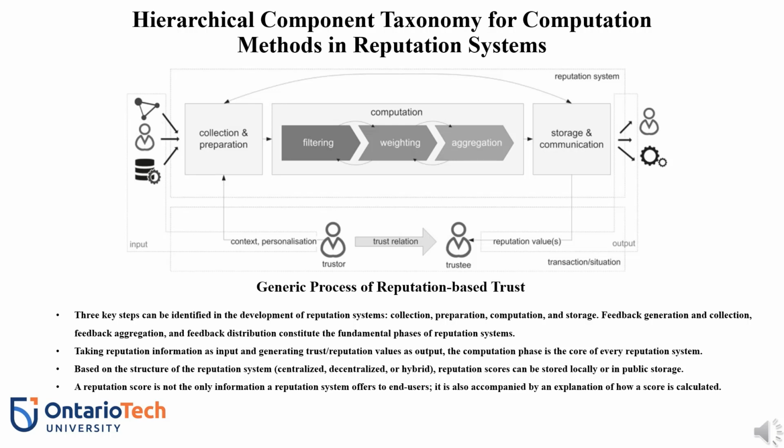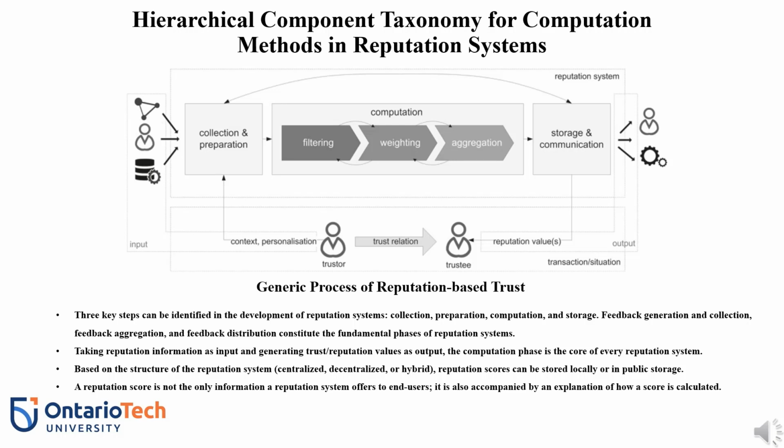Next is the computation phase, which is the central part of every reputation system and takes the reputation information collected as input and generates a trust value as output. This part of every reputation system is feedback aggregation, which is divided into filtering, weighting, and aggregation. The context setting involves a truster who wants to establish a trust relationship with the trustee by providing context and personalization parameters and receiving the trustee's reputation value.